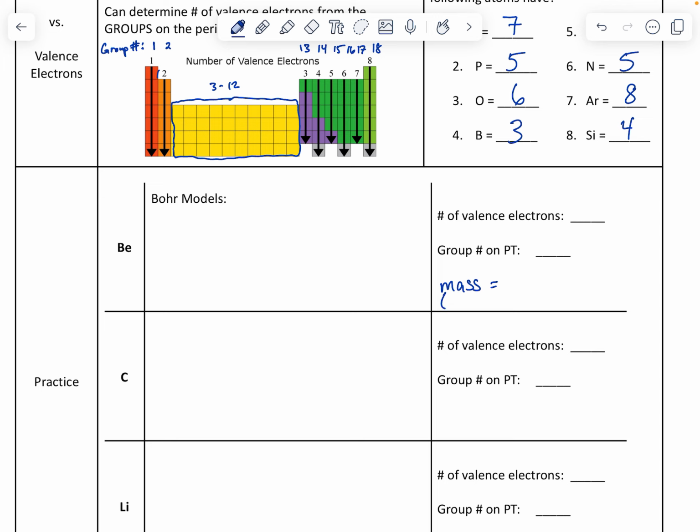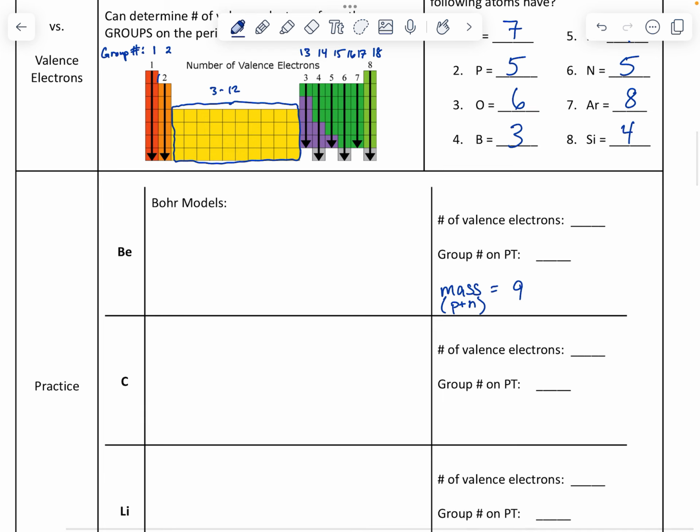So remember, mass is protons plus neutrons. I'm going to tell you that the mass is 9 here, and you have the average mass on your periodic tables. What we usually do in the early going is work with the closest whole number and round those decimal values. And we'll talk about why it's a decimal later on. But right now, let's work on saying that this beryllium atom has a mass of 9.